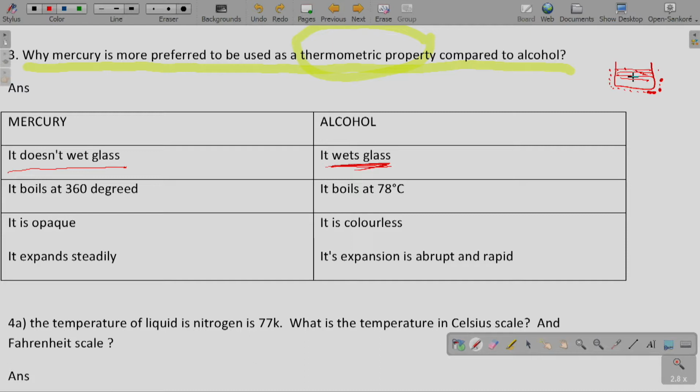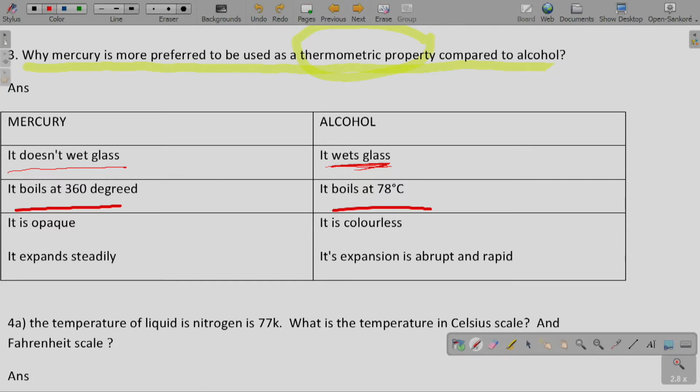And then mercury boils at 360 degrees, but alcohol boils at 78 centigrade. This means if I want to measure temperature, we can see that the range of temperature for alcohol is very small, such that the liquid is going to boil at a very low temperature. But if I were to use mercury, then I have a very wide range of temperature before the liquid is going to boil. Therefore, it is more preferred to use mercury.